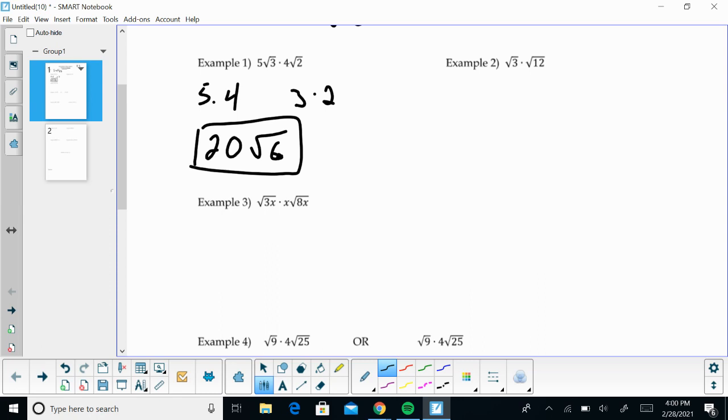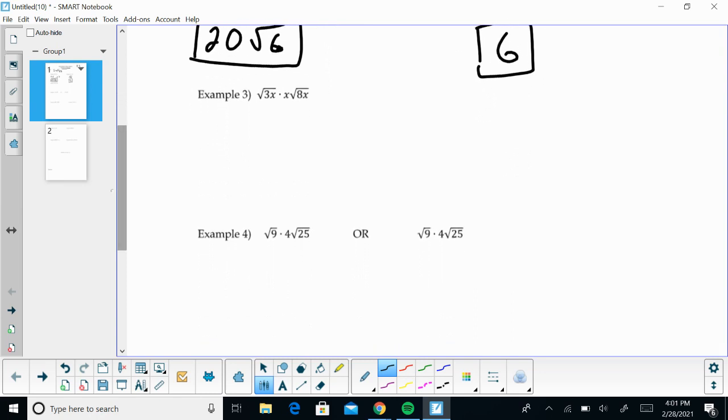So again, looking at example 2, I'm going to multiply anything on the outside of my radical first. In this case, I don't have anything, so we're just going to multiply the inside. 3 times 12, that would be the square root of 36. Can I simplify that? Yep, the square root of 36 is 6, which would be my final answer.